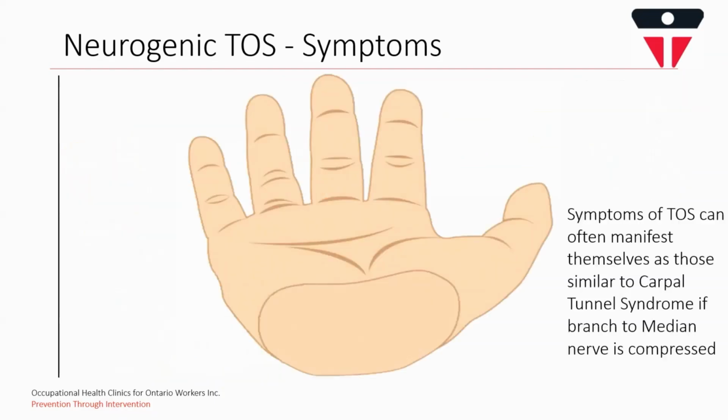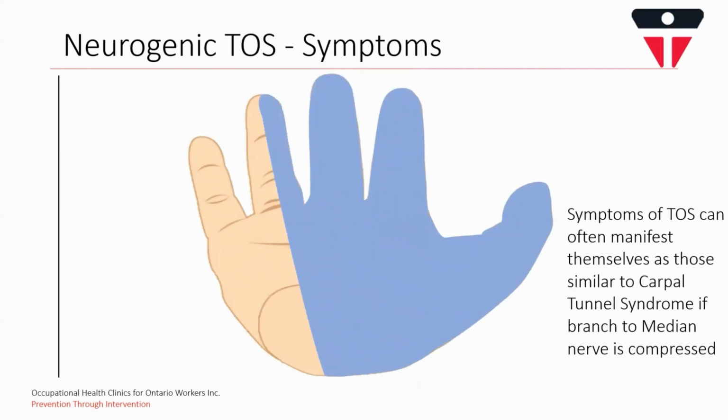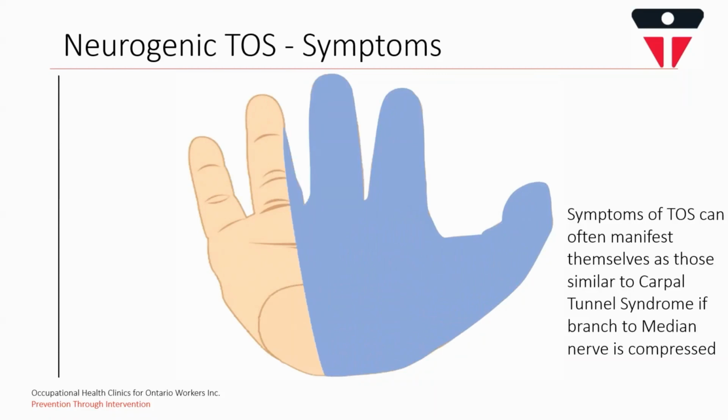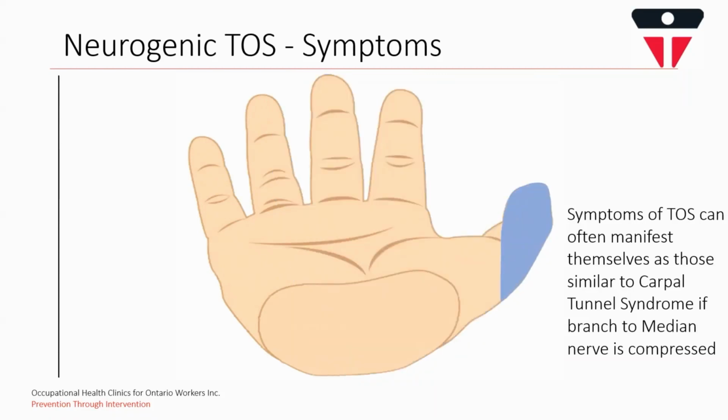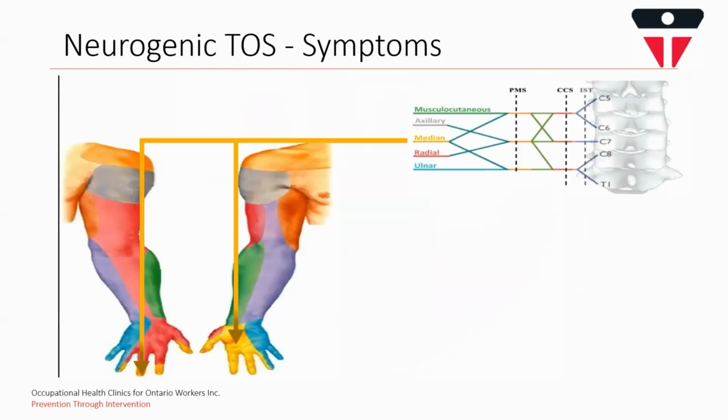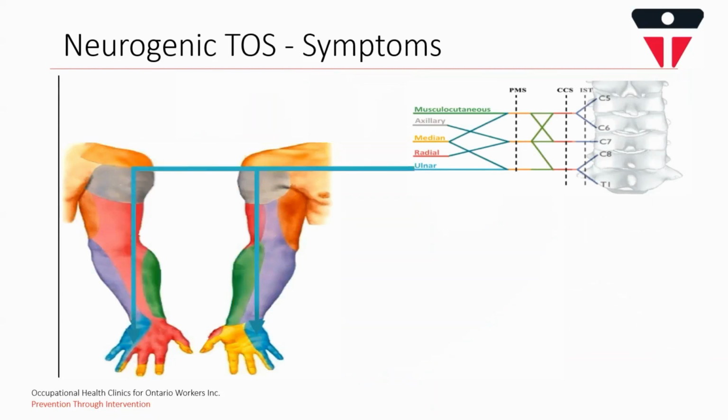Now, the symptoms of thoracic outlet syndrome can also manifest themselves similar to that of carpal tunnel syndrome, because if the branch to the median nerve is compressed, the median nerve actually supplies innervation to the thumb, index, middle, and the inside of the ring finger. So if you go back to that previous image, there's a compression of the median nerve. If someone's actually experiencing numbness in their pinky and the outside of the ring finger, that's a whole other disorder known as ulnar neuropathy.